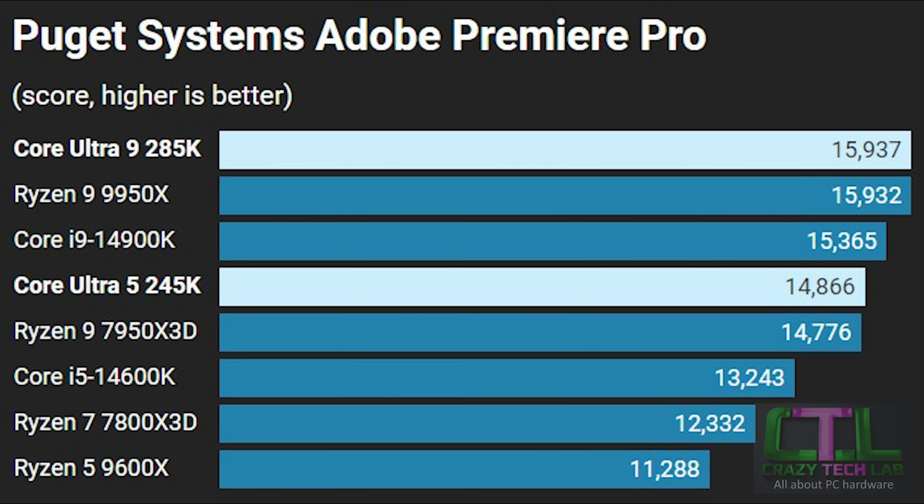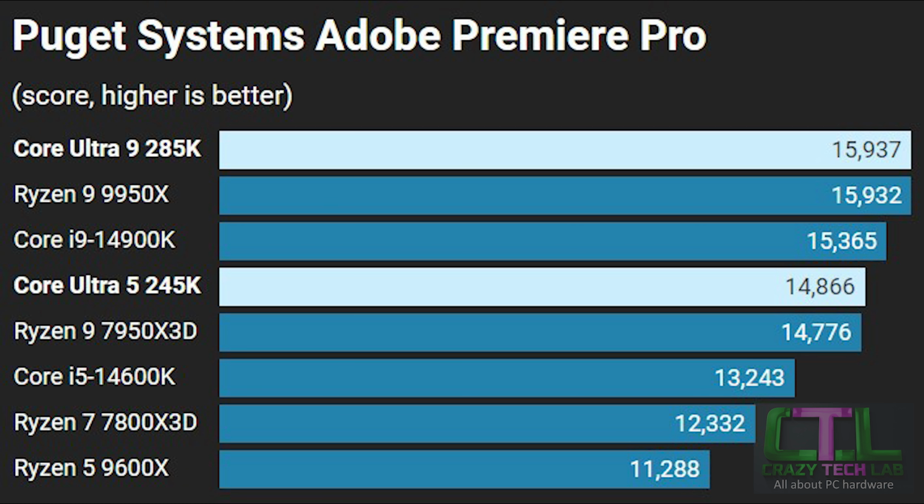Moving on to the Puget Systems test now then, and first up is Adobe Premiere Pro, and again we have a win for Intel, but obviously this is where things start to become less multi-threaded, relying on other things. So we've got the Core Ultra 9 285K sitting at the top of the graph, but really not offering that much more performance over the Ryzen 9 9950X or the Core i9 14900K.